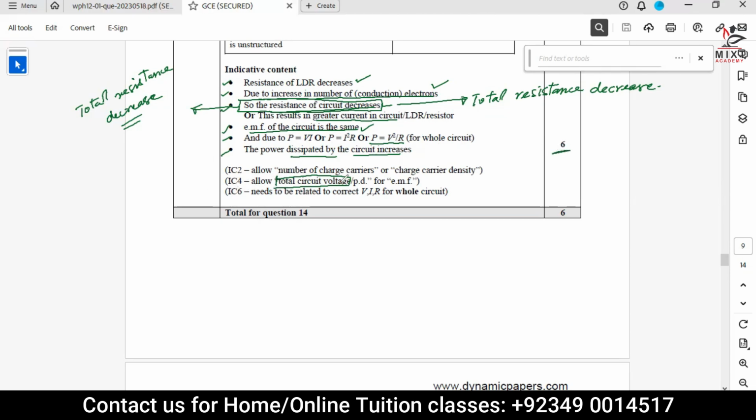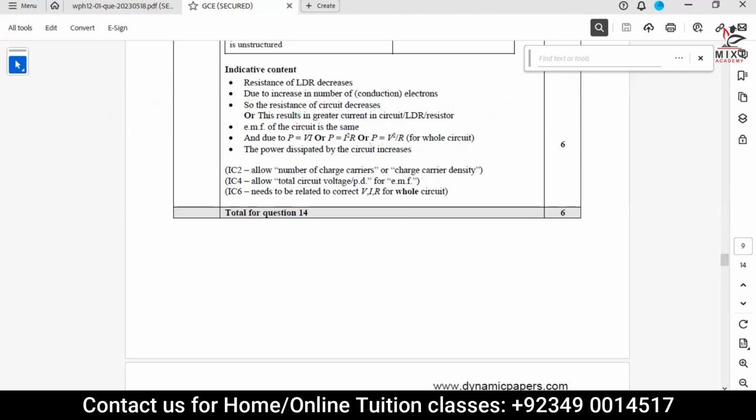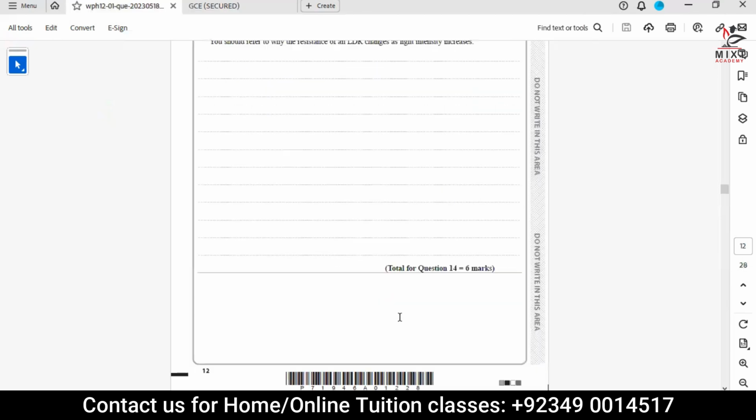If we write that the total voltage remains the same, then we can get the total mark, okay? It's fine now. Yes. Okay. Any question? No, sir. Okay. Let's go to the other part. That's the part you are facing difficulty.